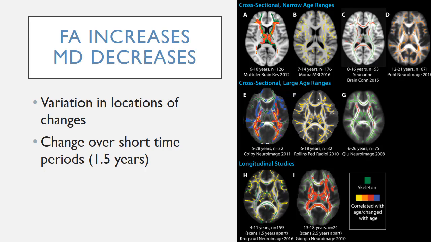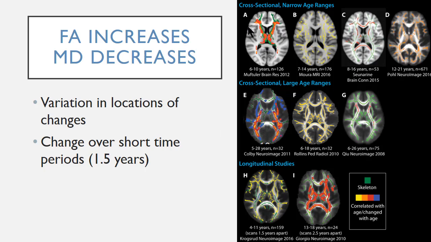So what happens in this age range? Well, the most common, overwhelmingly found things are that FA increases and MD decreases during this age range. And this is a composite of most of the TBSS studies that look at diffusion changes in the developing brain. On the top are cross-sectional studies with narrow age ranges, less than about 10 years. In the middle, we have cross-sectional studies, but larger age ranges, more than 10 years. And then on the bottom, the 2 longitudinal studies that have been able to do a paired comparison to look at changes within individuals.